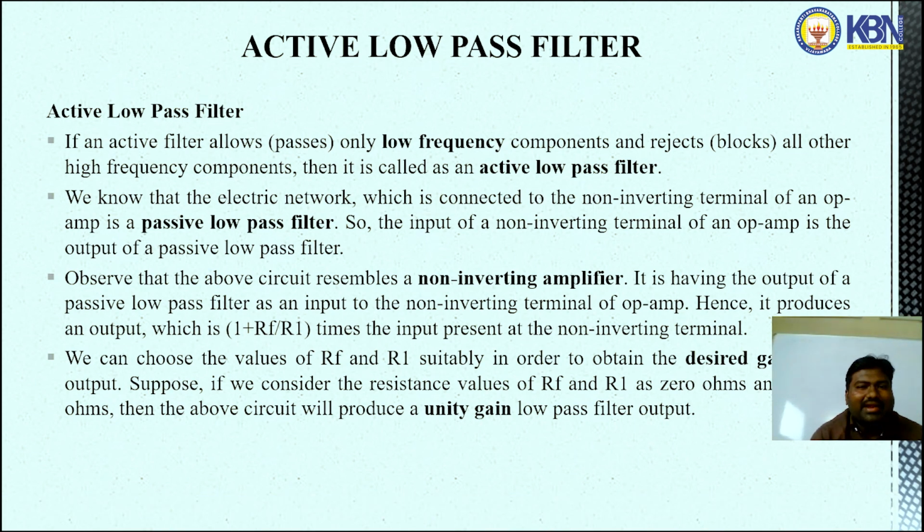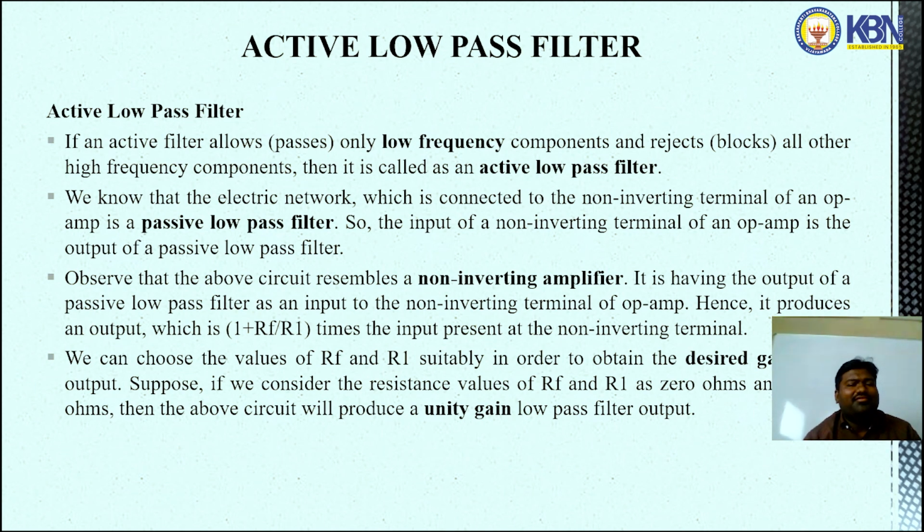We know that the electrical network which is connected to the non-inverting input terminal of the operational amplifier is a passive low pass filter, so the input of the non-inverting input terminal of the operational amplifier is the output of the passive low pass filter. Observe that the above circuit is a non-inverting amplifier, having the output of the passive low pass filter as the input of the non-inverting input terminal of the operational amplifier. Hence it produces a non-inverting output of voltage gain 1 plus Rf by R1.